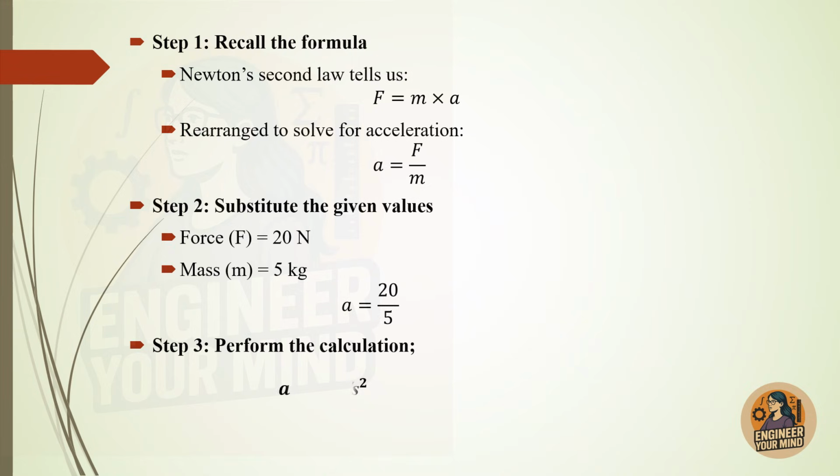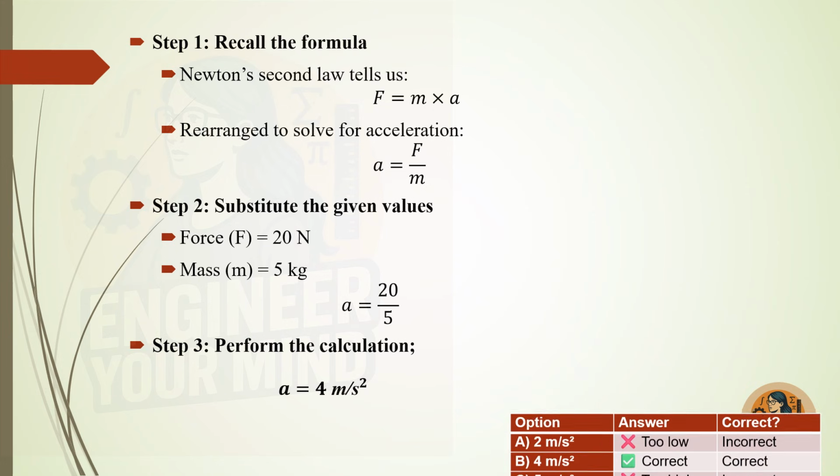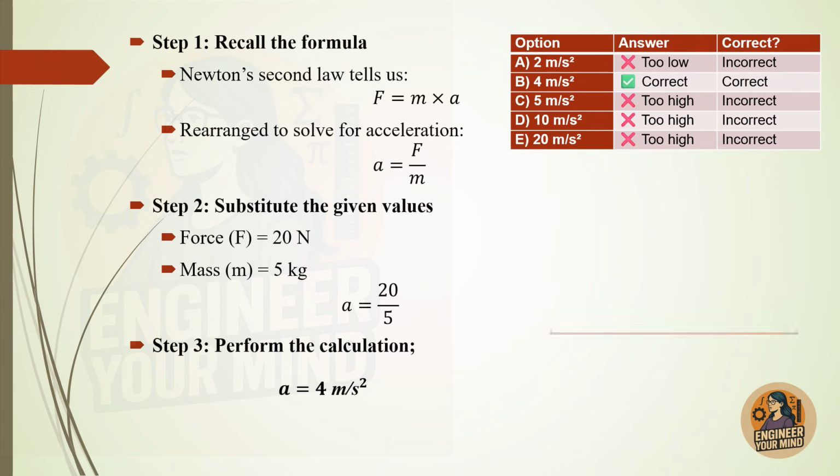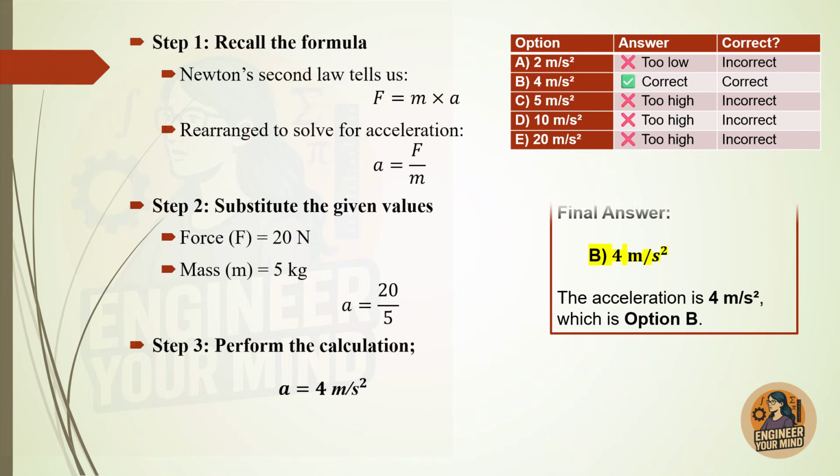Step 4. Check the options. Option A, 2 meters per second squared, incorrect. Option B, 4 meters per second squared, correct. Option C, 5 meters per second squared, incorrect. Option D, 10 meters per second squared, incorrect. Option E, 20 meters per second squared, incorrect. Final answer. The acceleration is 4 meters per second squared, which is option B.